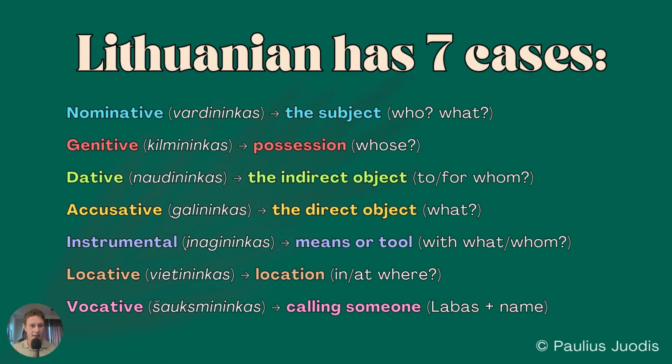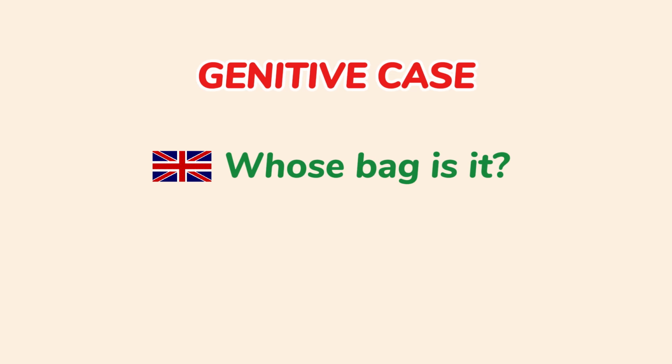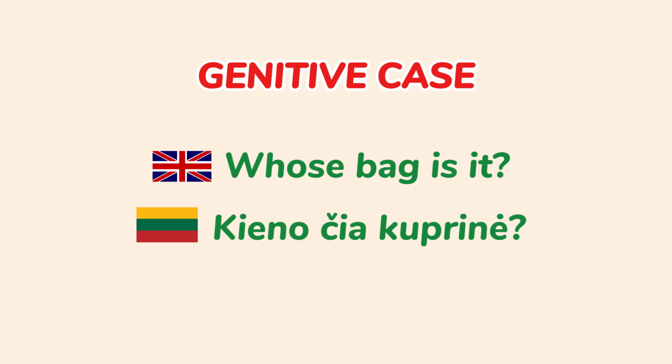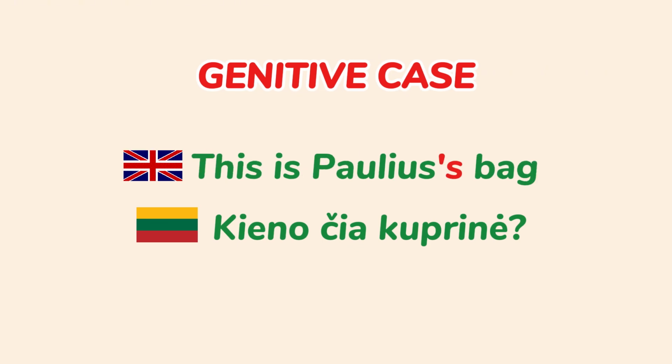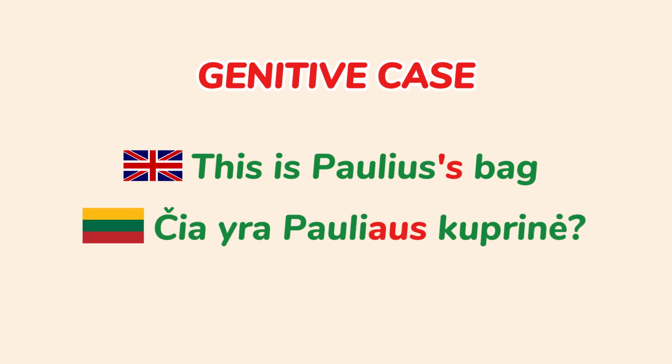The next case is the genitive. We call it kilmininkas. One of the main functions is to show possession, right? So, like answering the question whose bag is it, right? Kieno čia kuprinė? I could say that this is Paulius's bag, right? Using the apostrophe and s, Paulius's. In Lithuanian, we would change from the nominative to the genitive. Čia yra Pauliaus kuprinė. Instead of Paulius, we have Pauliaus because we're changing the case into the genitive.